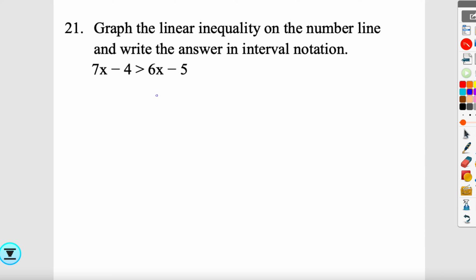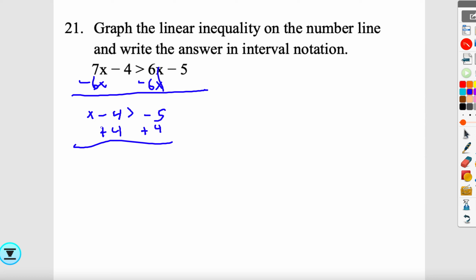Let's go ahead. So to graph a linear inequality, we have to get x by itself. Typically on the left side is much easier. So I'm going to go ahead and subtract the 6x on both sides. Cancel those out, zeros out, bring down the x minus 4 is greater than negative 5. Add 4 on both sides to get us that x by itself, right? So then we get x is greater than negative 1. This is going to be the solution for the inequality.